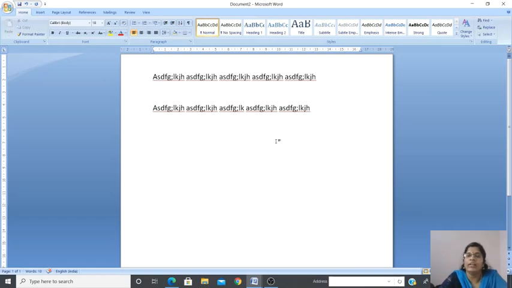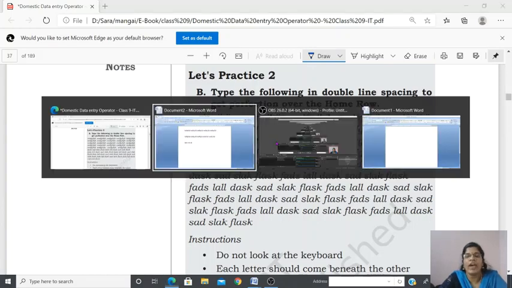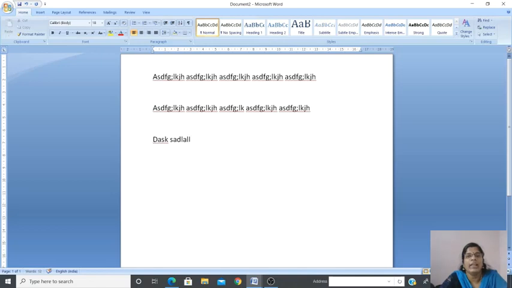So what is the word? DASK, right? Then SAD, LALL, LAL. Whatever word is given, I can type it without seeing the keyboard. Next, flask, fats, then FLASK, and FLAD. Whatever is given, you can type even without looking at the keyboard, but you need hands-on practice. Clear? Okay, let's see the next one.